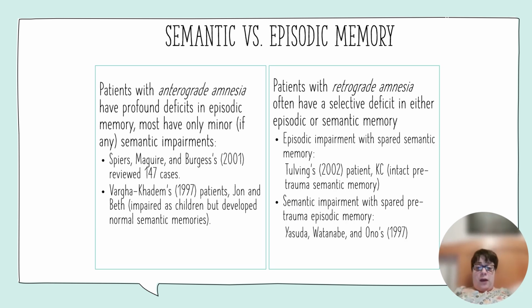In contrast, participants or patients with retrograde amnesia often have a selective deficit in either episodic or semantic memory. So they often have episodic impairment with spared semantic memory, such as Tulving's patient KC, who had an intact pre-trauma semantic memory, but a severely impaired episodic memory. And there have been a few isolated instances of semantic memory impairment with spared pre-trauma episodic memory. Right? So once again, we have ample evidence from neuropsychological studies that episodic and semantic memory are different neurocognitive systems.